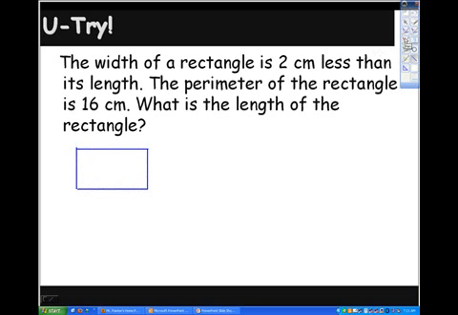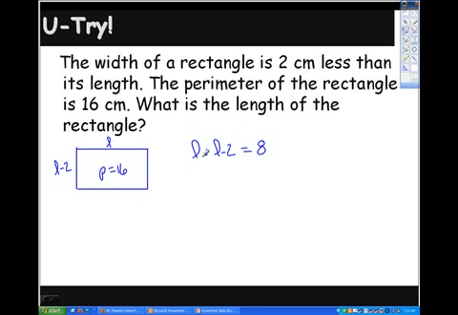They say that the width is 2 less than the length, so they told me nothing about the length. I'm going to go ahead and let the length be L. The width is 2 less than that, so that'd be L minus 2. And then the perimeter is 16, so P equals 16. Again, if I add one length and one width, that should equal half a perimeter, instead of adding both lengths and both widths to equal all the perimeter.